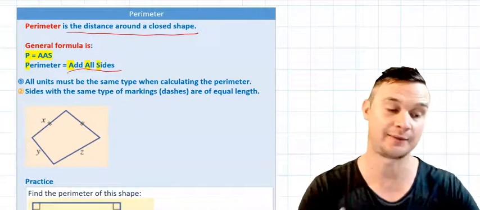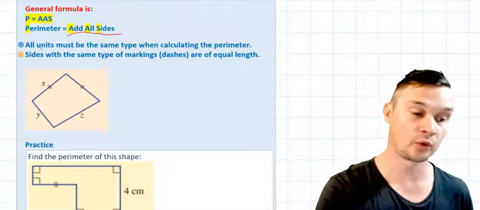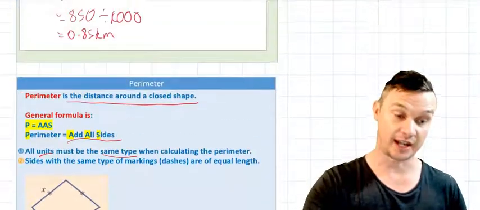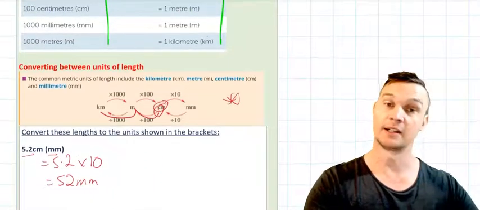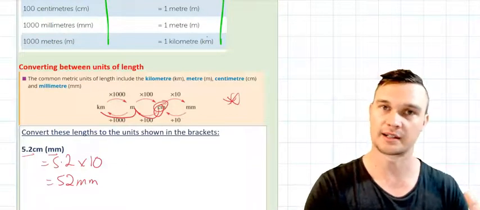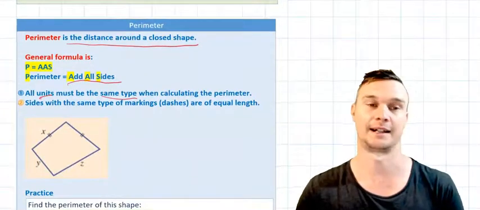But there are 2 key features that you always must do. The first is that all units must be the same type when calculating the perimeter. So hence we've gone through this part here. So if one side is in centimeters, try and make all the sides centimeters. Make sure they're all the same type when you're calculating the perimeter.